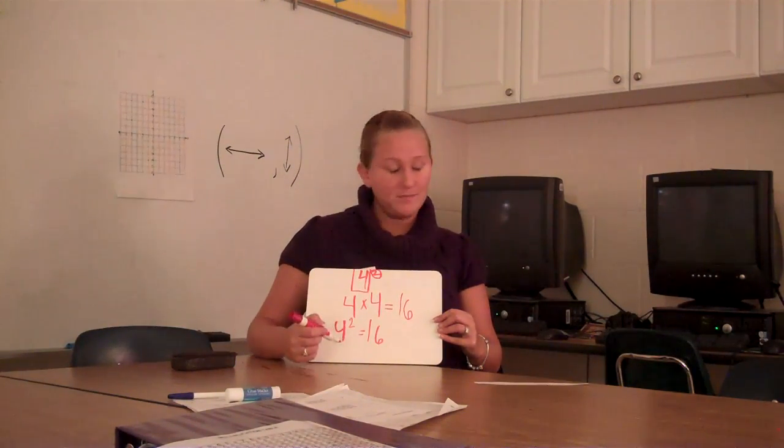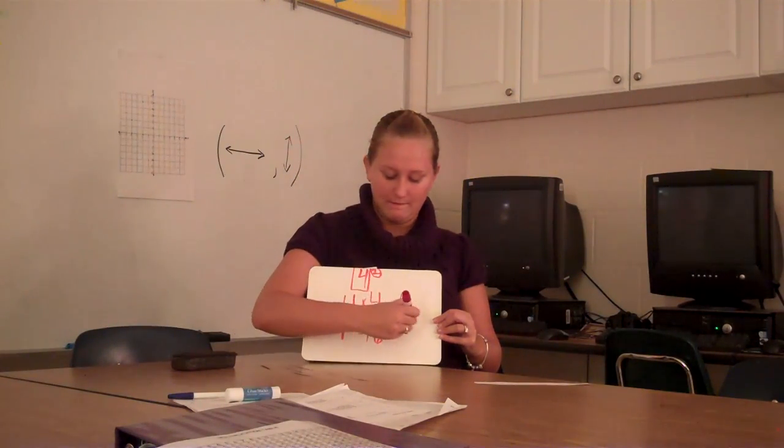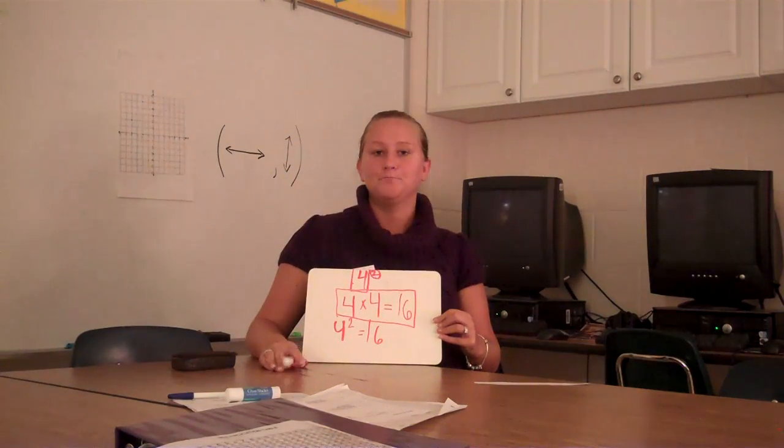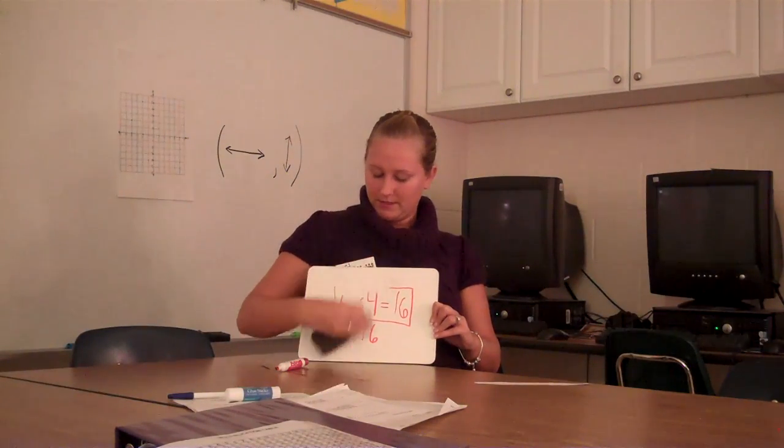It would not be 8. 8 would be multiplying 4 times 2. That is not what you do. You multiply this number by itself however many times is the exponent.